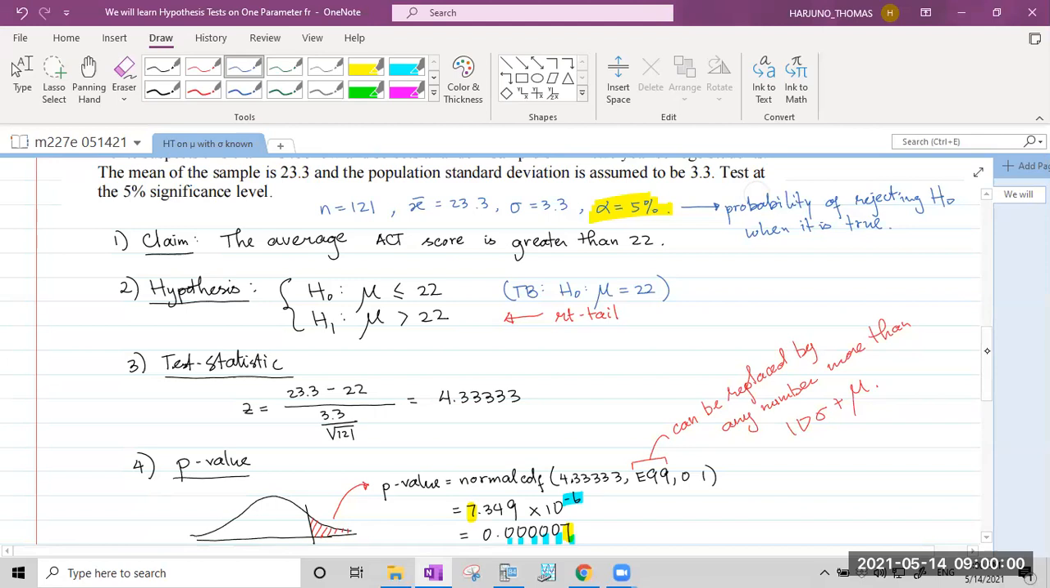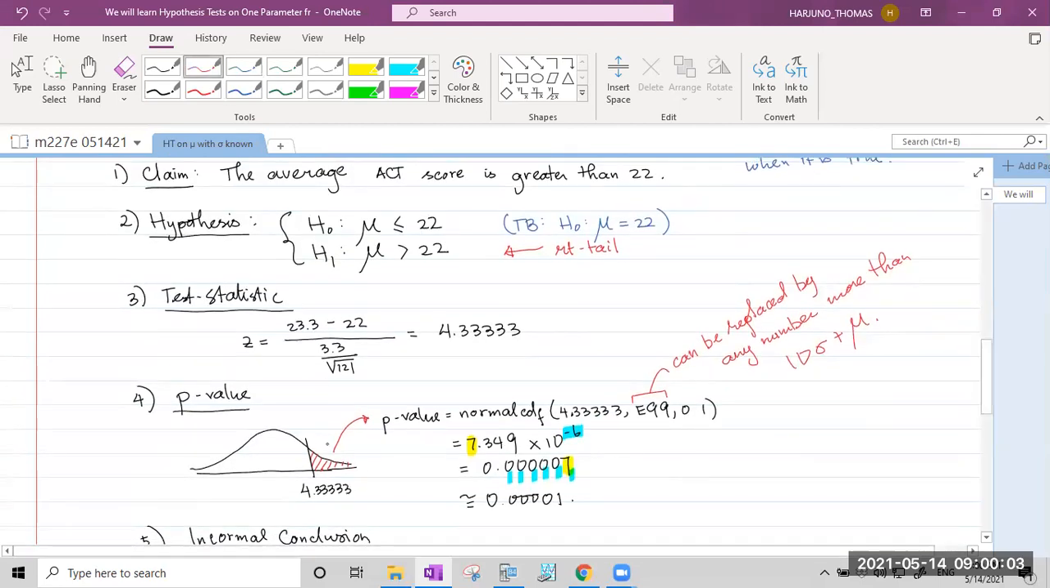Now, what is p-value? P-value is the probability to come up with this evidence, given the null hypothesis is true. Suppose the null hypothesis is true, the probability that we come up with this sample mean with sample size 121 is this small. It is already smaller than the risk that we are willing to take.